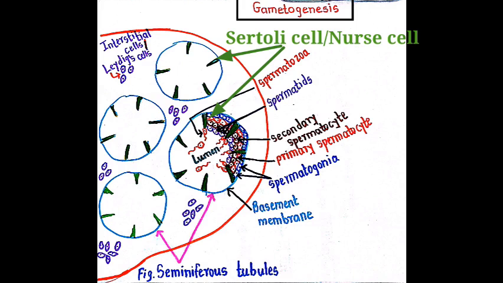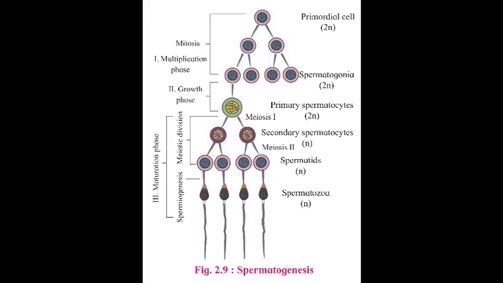The spermatogenesis process occurs in the seminiferous tubule. In the seminiferous tubule we can see different types of cells. These are spermatogonia, primary spermatocyte, secondary spermatocyte, spermatids and spermatozoa. Along with these cells there is a very important cell called the Sertoli cell, which is also known as the nurse cell. Let's study about spermatogenesis, how the spermatozoa or sperms are formed in the seminiferous tubule.